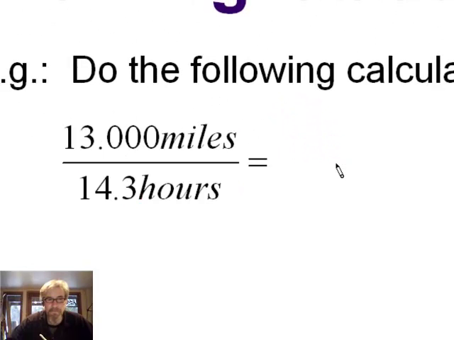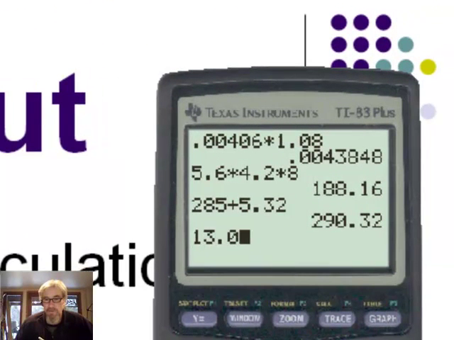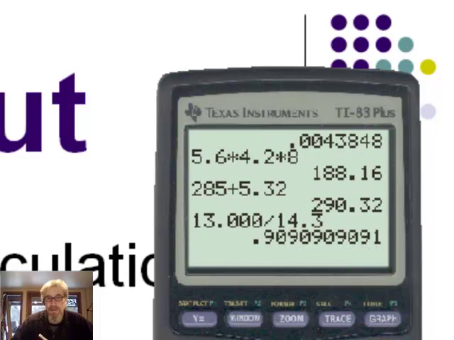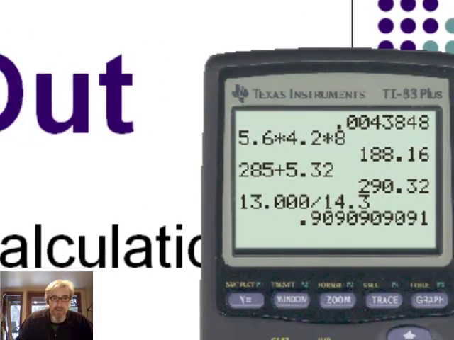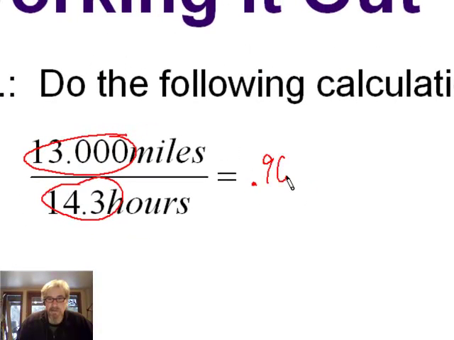Try this one. On the calculator, 13.000 divided by 14.3. Calculator gives me lots of digits. The top number here has got 5 sig figs. The bottom number's got 3 sig figs. So I round my answer to 0.909, which is 3 significant figures. I have units here. Miles over hours, miles per hour.